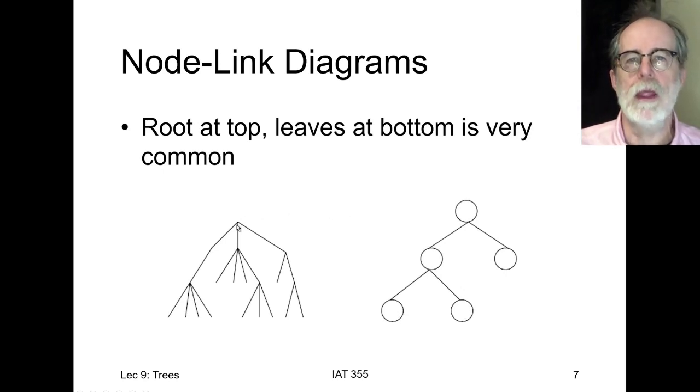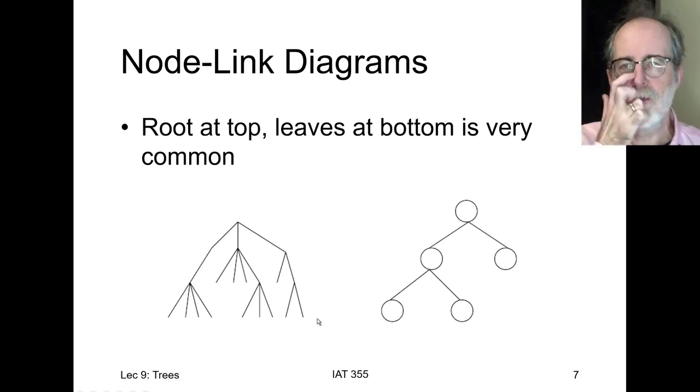Here's another one. In this case, we're not explicitly drawing the nodes. They're implied in the bends in the line. So there's a node here at the root. There's 3 children, and there's 1, 2, 3, 4, 5, 6, 7 grandchildren, and there's 1, 2, 3, 4, 5, 6, 7, 8, 9 great-grandchildren.